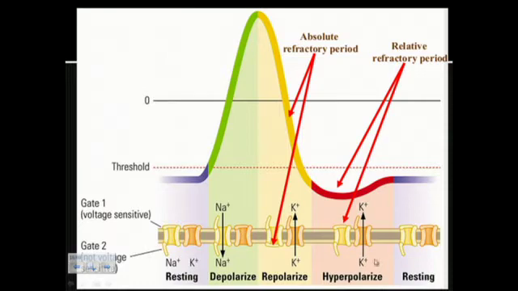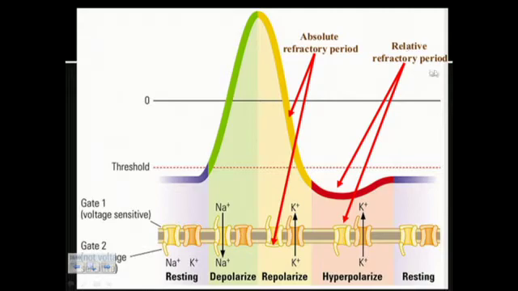So anyone know how it returns from this hyperpolarized state to its resting membrane? What factor is important in returning that? Yeah. The pump, right. It's the sodium-potassium pump. So it's pumping out 3 sodium ions for every 2 potassium ions that are coming in. And that's what helps it return to the resting membrane potential.